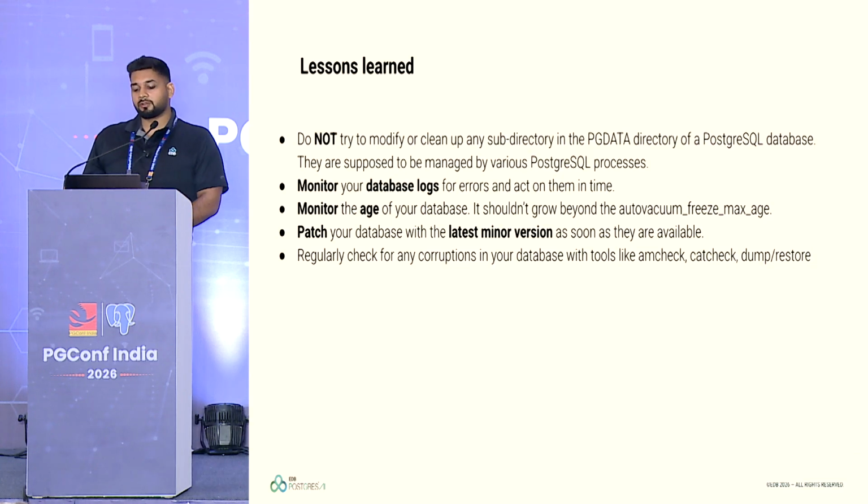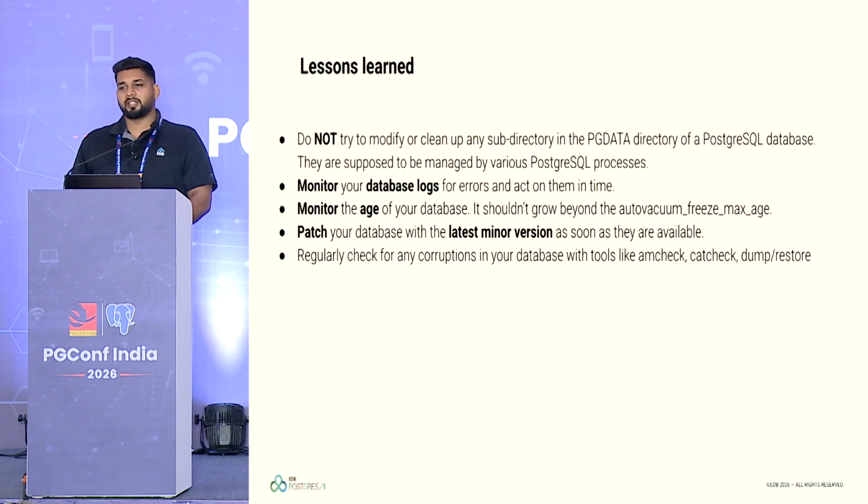That brings us to an important point: errors in your database logs are there for a reason. They tell you a story. It's easy to overlook some of the database logs because some of them could be user-created errors which are not relevant to your database health, but some of them could be really important. So that's about the database logs. Patch your database with the latest minor version as soon as they are available. Do not wait for a bug to really impact your production database. You wouldn't want to do that when the data is critical.